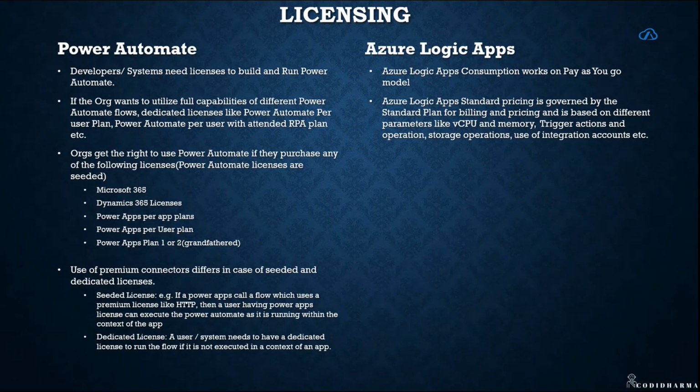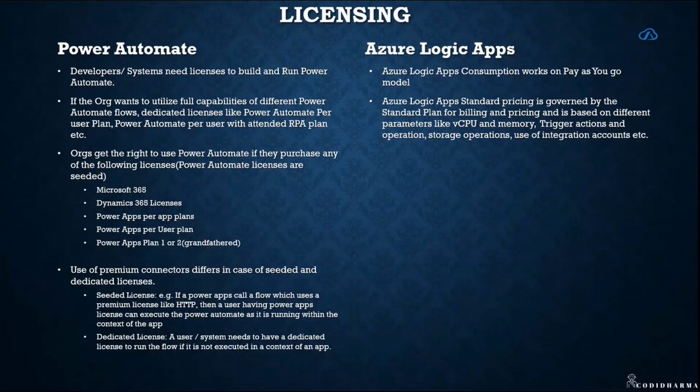Now, in certain cases, the organization gets the right to use Power Automate if they purchase any of the following licenses, and the Power Automate licenses are seeded here, right? So the licenses like Power Automate per user plan or per user with attended RPA, these are paid licenses dedicated to Power Automate only. But if an organization purchases licenses for Microsoft 365 or maybe Dynamics 365 CRM licenses, or if they have licenses for Power Apps, either per user or per app, in those cases they come with a seeded license for Power Automate with certain limitations on the number of runs.